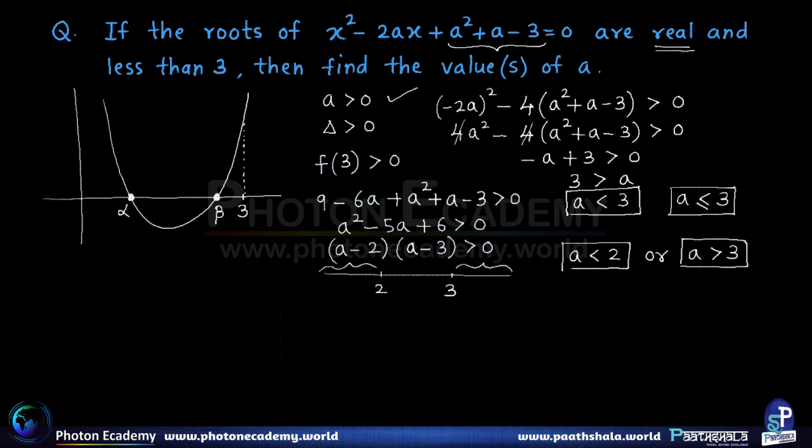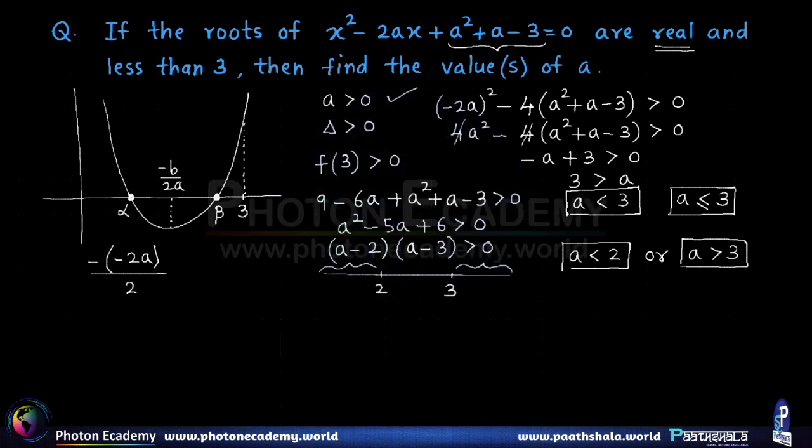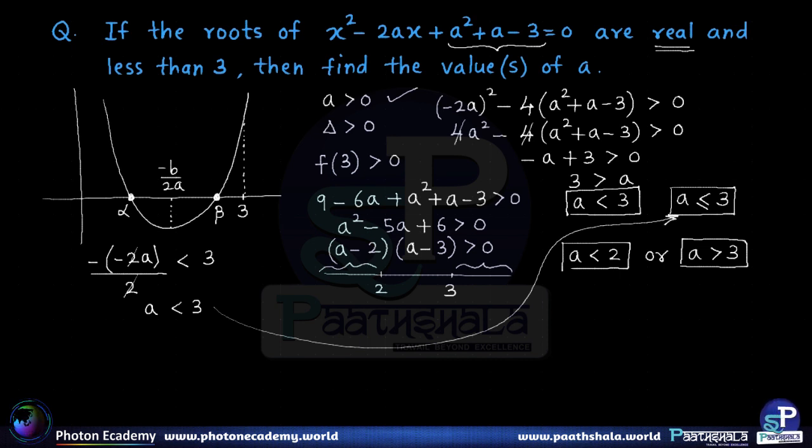Of course we also must have the third condition as this minus b by 2a should be less than 3. So let's see what happens if we use that condition. Now here b is minus 2a whole upon 2a, which is nothing but 2, and this should be less than 3. So cancelling 2 and minus becomes plus, here we have a less than 3. Now incidentally it is already taken care of in this condition, so there is no need to consider this last obtained condition as it's already present.